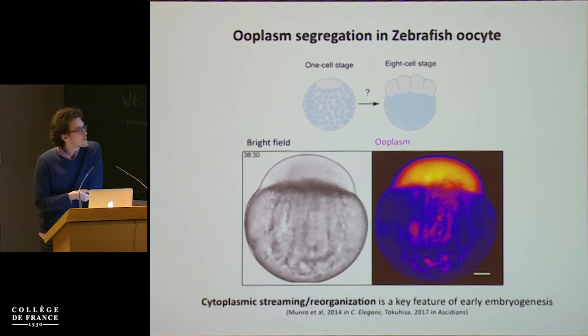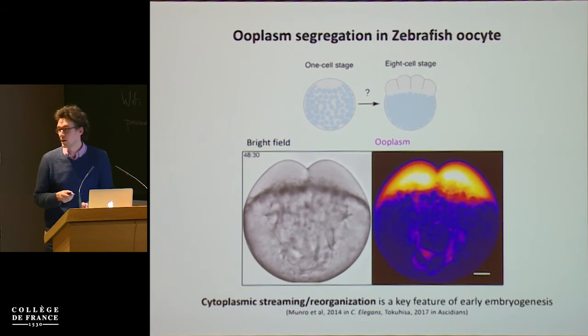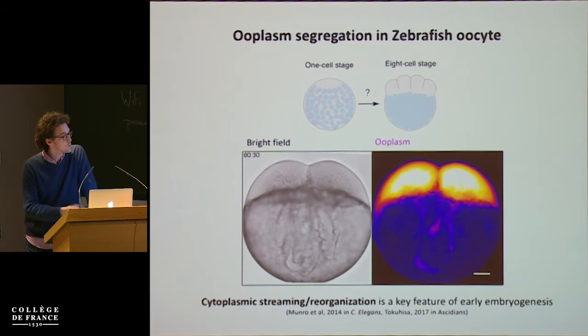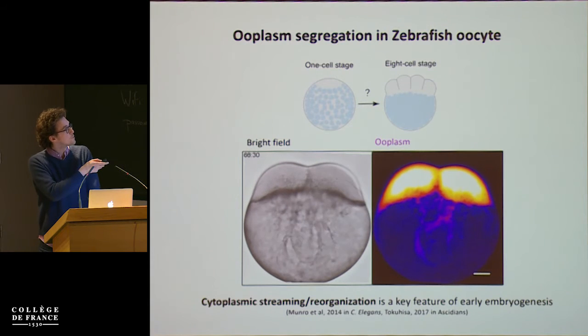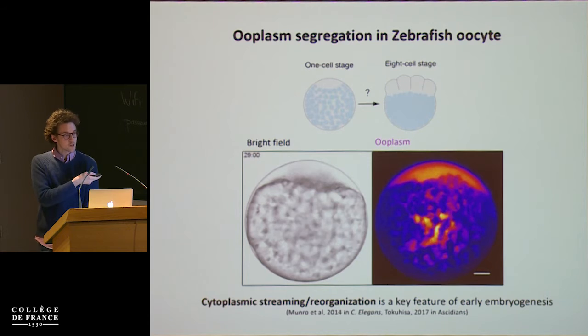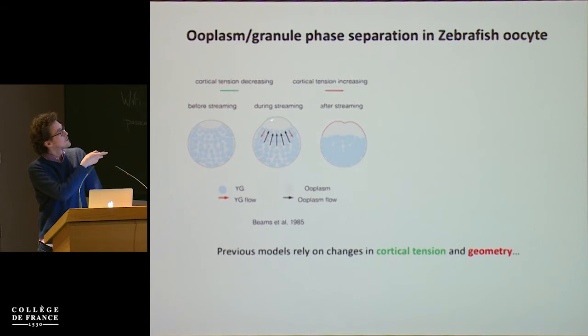And why do we care? Well, we don't only care about zebrafish. This type of cytoplasmic streaming and reorganization are key features in many events of early embryogenesis and are important for the patterning of the whole thing. And because this is an old question, quite a few experiments and theories have been done around it. One of the key models was to observe that in the phase of streaming, you get a lowering of cortical tension here, which almost looks like a bleb, and therefore this deforms at the animal pole.